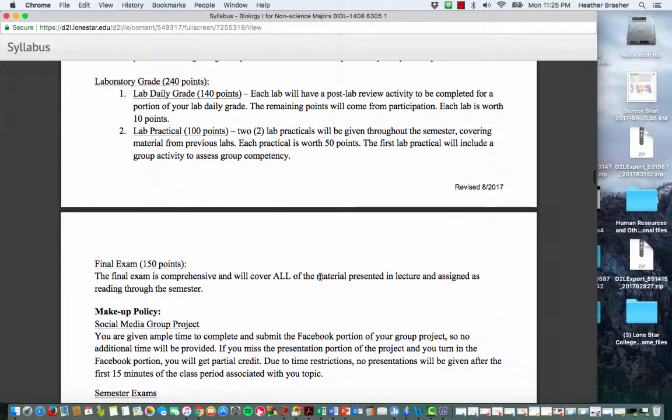And the last part is going to be your laboratory grade, worth 240 points. 140 points is your daily lab grade. So essentially, it's 10 points for each lab. There's 14 labs, because there's 14 units, basically.